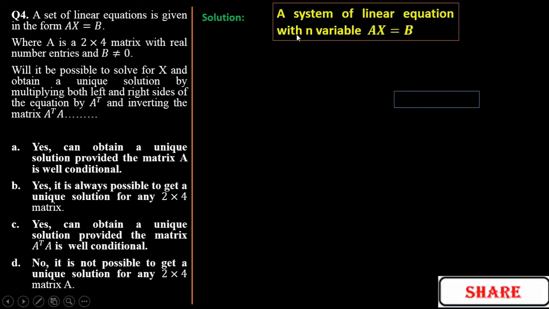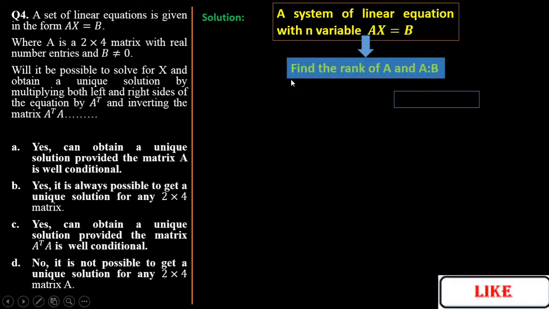So let's take a system of linear equations with n variables, that is Ax = b. If we have such a system, then whether we can have a unique solution or not, we check here. For this, we find the rank of the matrix A and of A colon b, that is the augmented matrix. I am not going into detail, you must go through the video for the rank of a matrix.